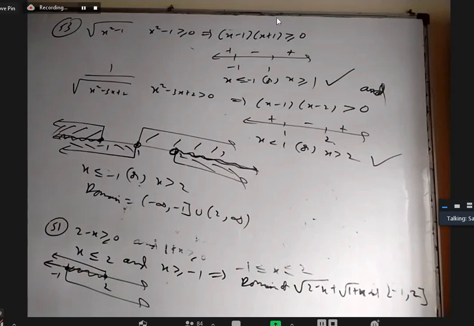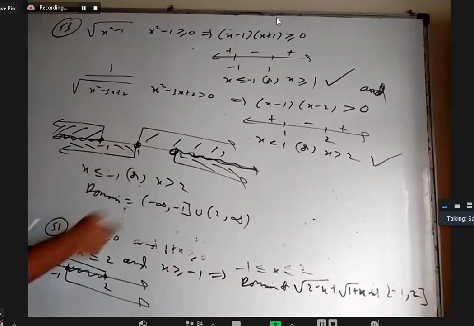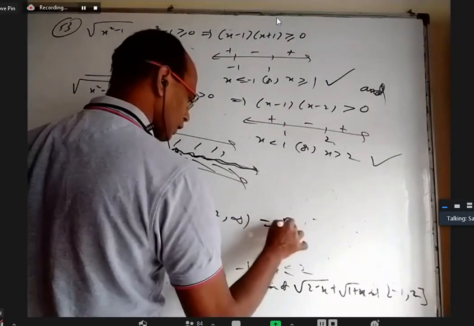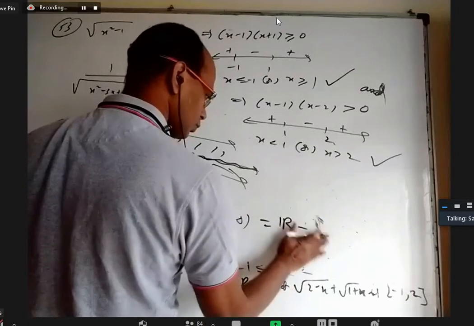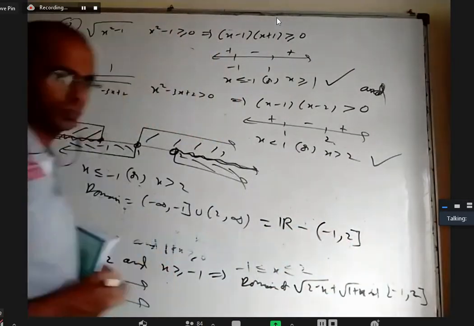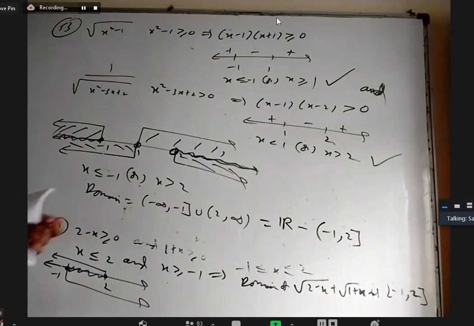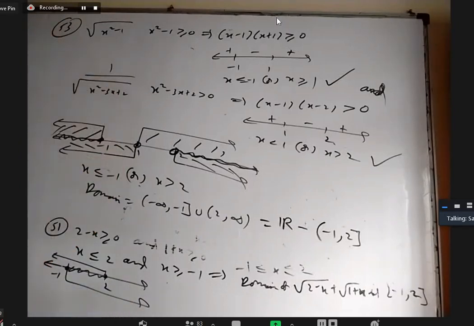Or from the real numbers, we can remove what we don't want. We don't want open minus 1 to 2. So you can write all real numbers except open minus 1 to close 2. We don't want all that. We want minus 1 to be there, and finally 2 should not be there. Option C.